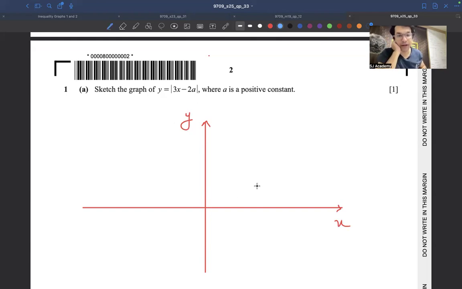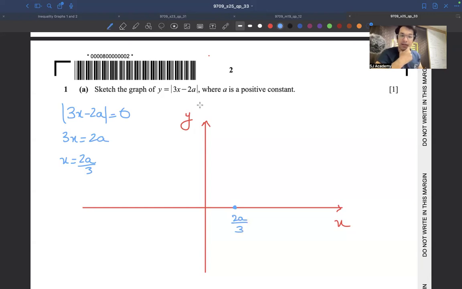So first of all, for x-intercept, we'll take y equals 0. So 3x minus 2a would be equal to 0. So 3x would be equal to 2a and x would be equal to 2a upon 3. So this 2a upon 3, we can plot it anywhere over here. So let's say we plot it over here and we'll say that this point is 2a by 3.